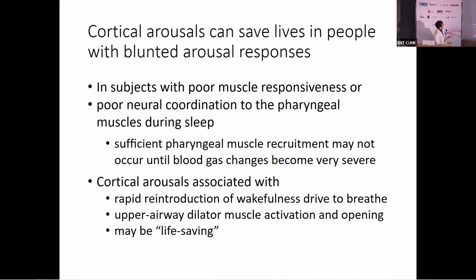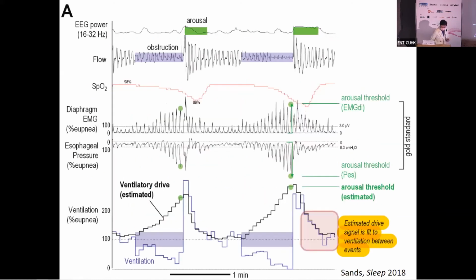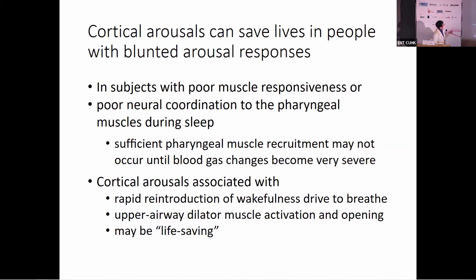So cortical arousals can save lives in people with blunted arousal responses, such as those with hypoventilation, because if we want to raise the arousal threshold to ensure the patient doesn't wake up so easily, we usually give some sedative. But in patients with blunted response, you really don't want to give sedatives. So in subjects with poor muscle responsiveness or poor neural coordination to the pharyngeal muscles during sleep, you really need the cortical arousal to help. And also, we just mentioned it being life-saving.